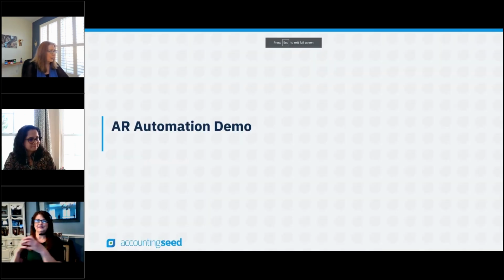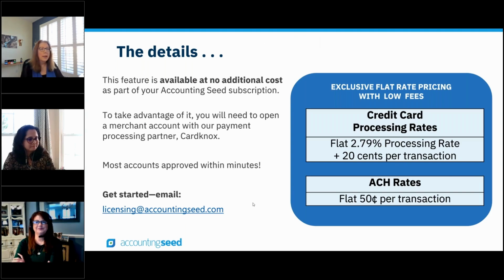And I want to talk about that pricing. We advertise this on our website, and I thought I'd bring it up here in a slide. Credit card processing fees, 2.79% plus 20 cents per transaction. And then we've got ACH rates of 50 cents per transaction. So if you'd like to look into this further, who would not want our accounts receivable payment process automated? Right? Go ahead and send an email to licensing@accountingseed.com, and we will get back to you shortly.